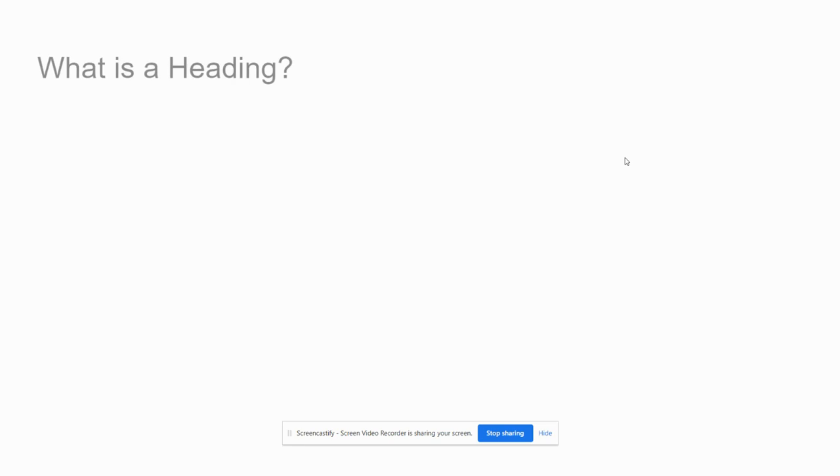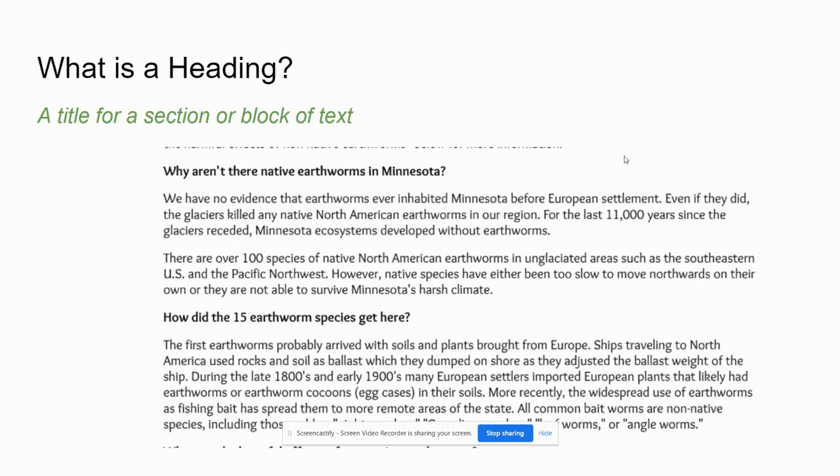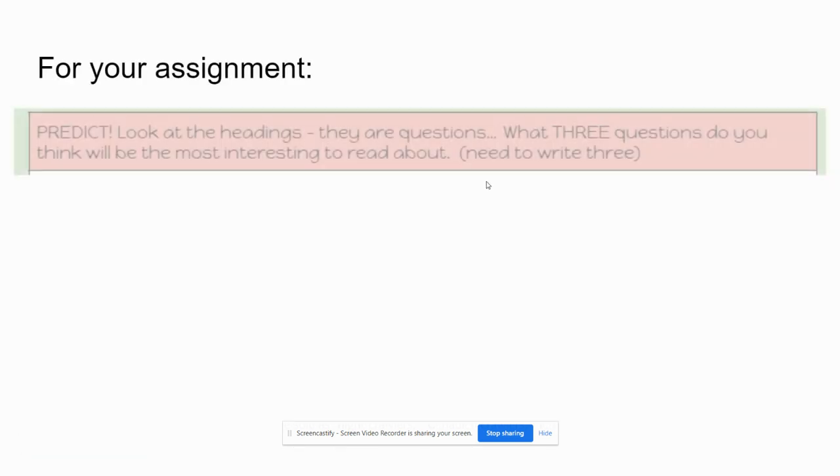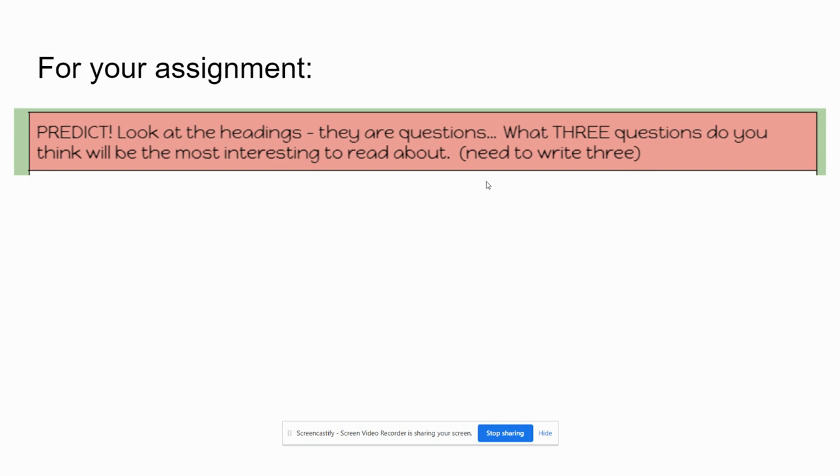Here we go. First part, what is a heading? It is a title for a section or block of text. So here's a little excerpt from our reading. The sections are broken up into these questions. So this section here is answering this question here. Oftentimes, headings are bold. So this is bold, and the bold words kind of stand out. Since these questions are bold and they're chunking up the text, those are the headings in this text. And for our assignment, this is the question that I asked you that related to this.